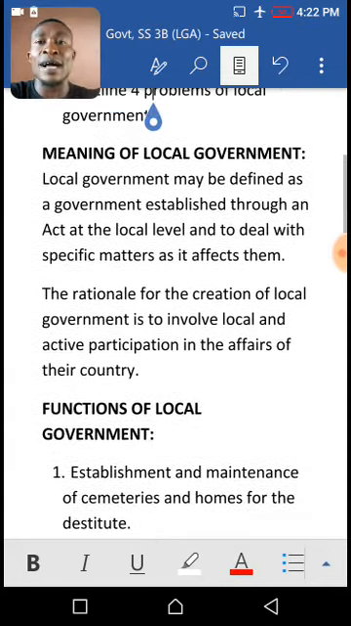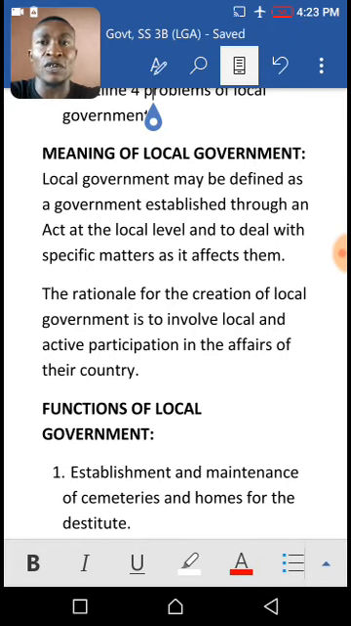What is local government? Local government may be defined as a government established through an act at the local level and to deal with specific matters as it affects them. The rationale for the creation of local government is to involve local and active participation in the affairs of their country. From this definition, it is emphatically clear that local government is created by an act, by the law.